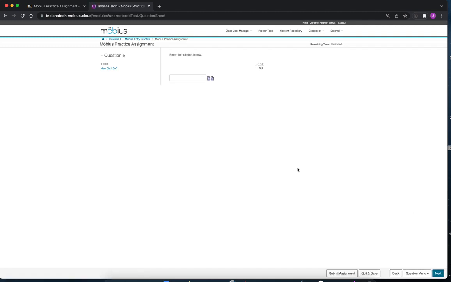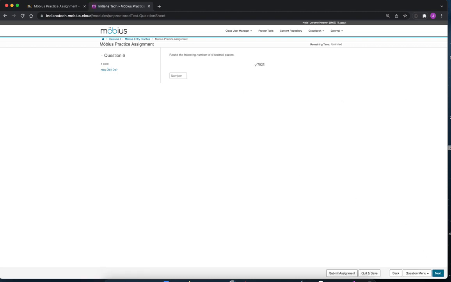Next, what do we have? Okay, a simple fraction, and we do have the choice here. You know me, I'm going to go for the text, so it's negative 131 divided by 80, and I am not even going to check this. I'm confident that it's right, so I'm just going to move on.